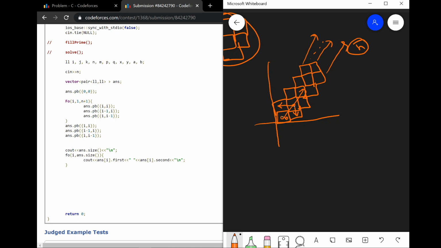So these are included for i equal to 1. Then for i equal to 2, I included this and this. For i equal to 3, this and this. So this is how the solution went, and by the end I have covered all these points this way, and the conditions given are also met.